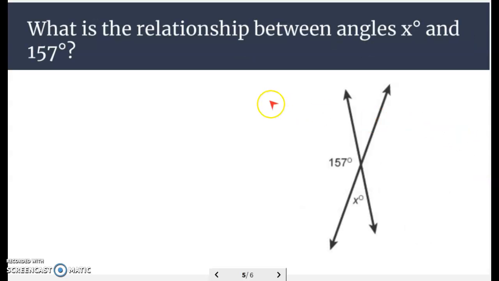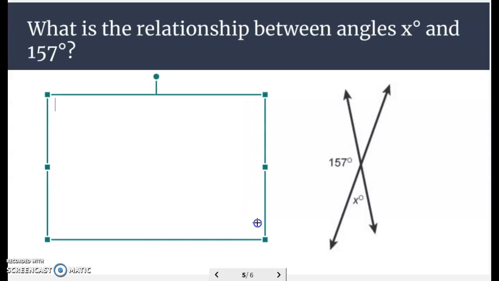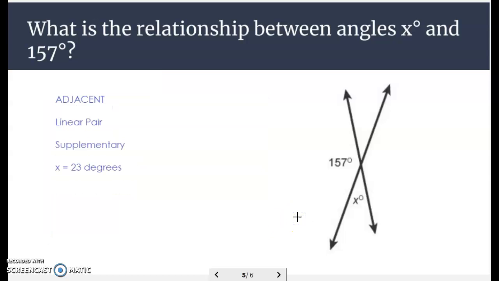Alright, several things going on here. The relationship between angle X and angle 157. We can say several things. They are adjacent. They are a linear pair. That makes them supplementary, formed from that same line. And if we wanted to, we could solve for x and find it to be 23 degrees, because 23 plus 157 adds up to 180.